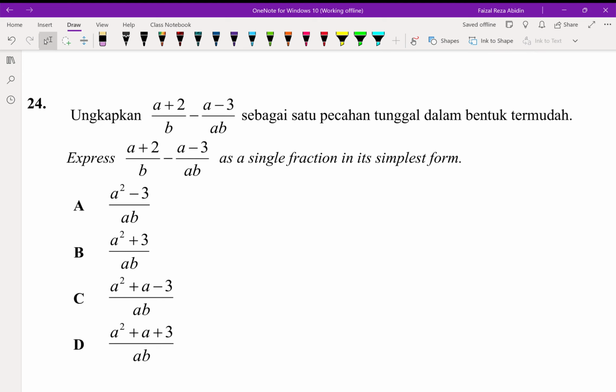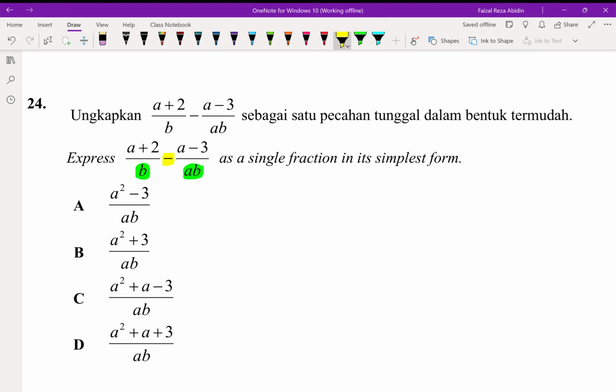Okay, express a plus 2 over b minus a minus 3 over ab as a single fraction in its simplest form. Simplest. Okay, what must we do first? Because this one is minus. If minus for fraction, you must look at our what? The denominators. Pandai. So, is it same? No. So what?